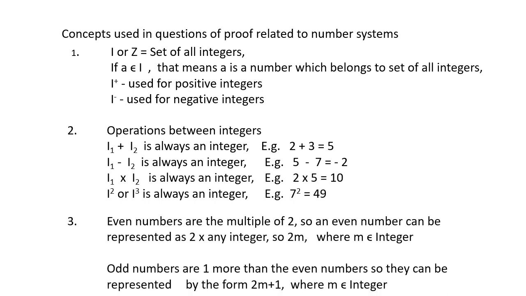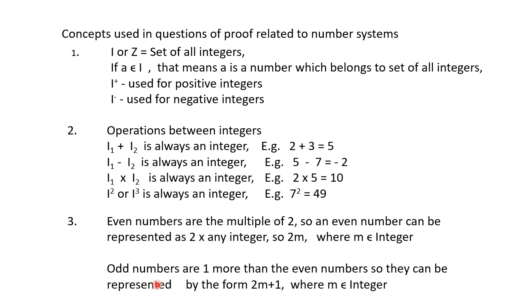The third concept here is even numbers. Even numbers are the multiples of 2. Any even number will have a factor of 2. So any even integer can be written as 2 into any integer, that is 2m, where m is an integer, because we already showed that m is an integer. Suppose we have 16. 16 is an even number. That's why it can be represented as 2 into 8. It means 2 into an integer, 2m.